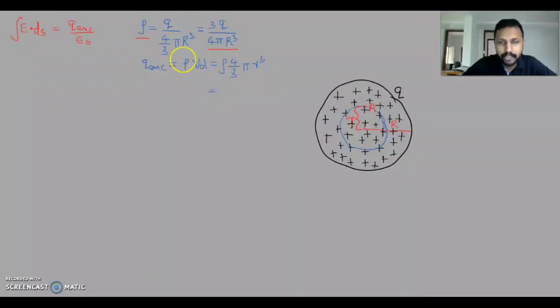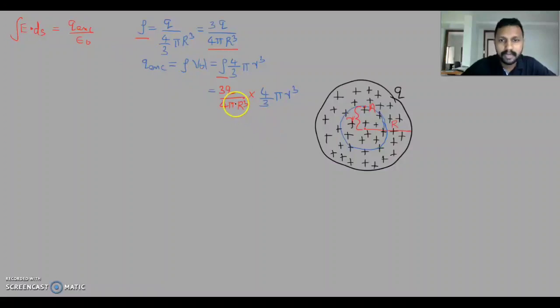Let us substitute for rho, which as we know is 3Q divided by 4 pi R cube. Therefore, substituting for rho, we could write 3Q divided by 4 pi capital R cube, into the remaining portion, that is 4 by 3 pi small r cube.